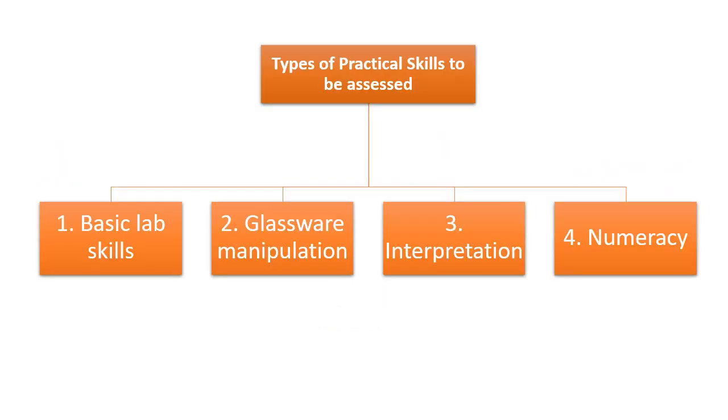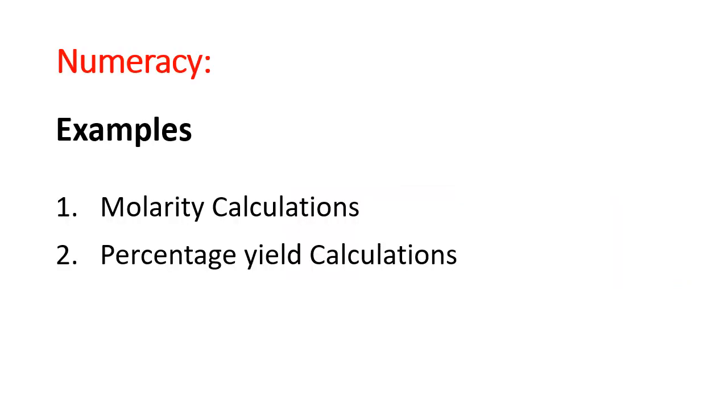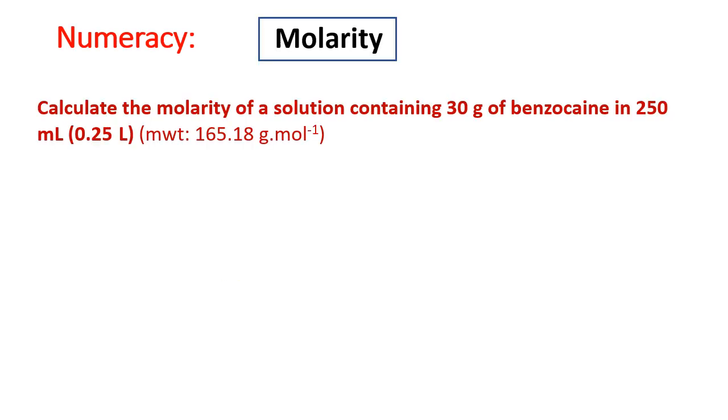Next, last but not least, we will talk about the numeracy. I know that you had a very nice assignment for the numeracy in which you summarized a lot of ideas, but here we will need to focus on two important calculations: how to calculate the molarity, which is an important method for calculating the concentration, and the percentage yield calculations. First, let's start with the molarity.